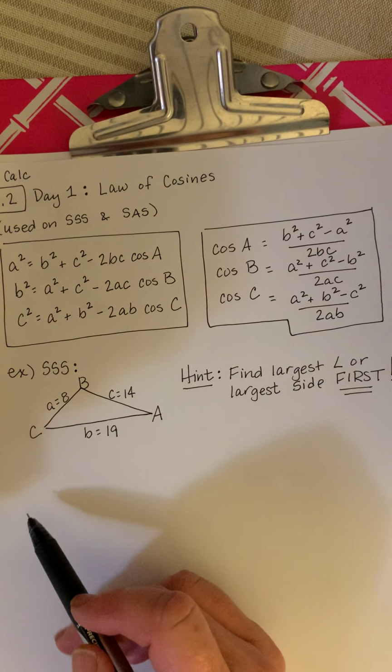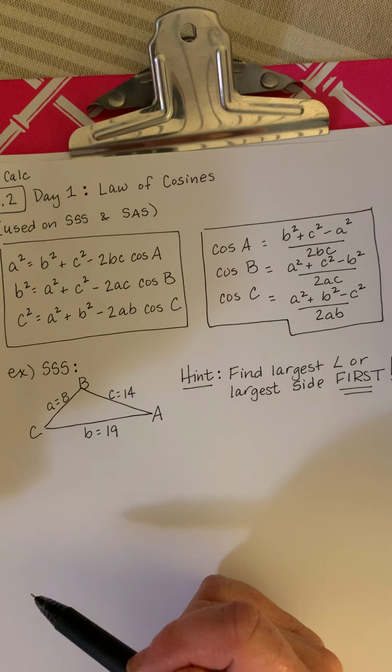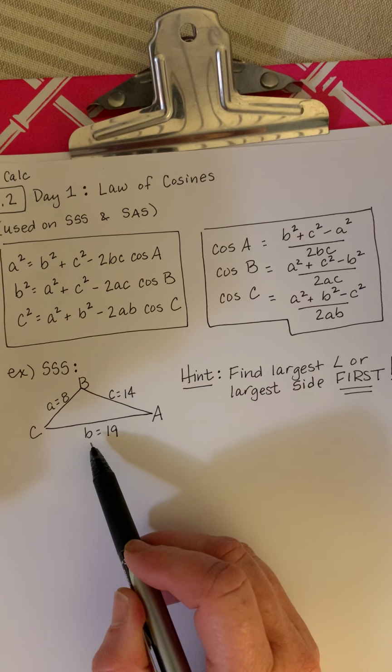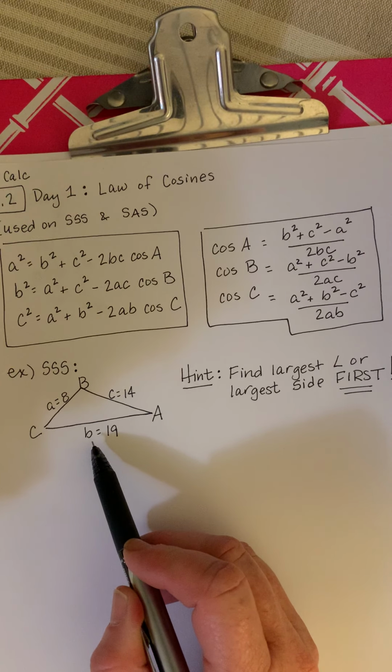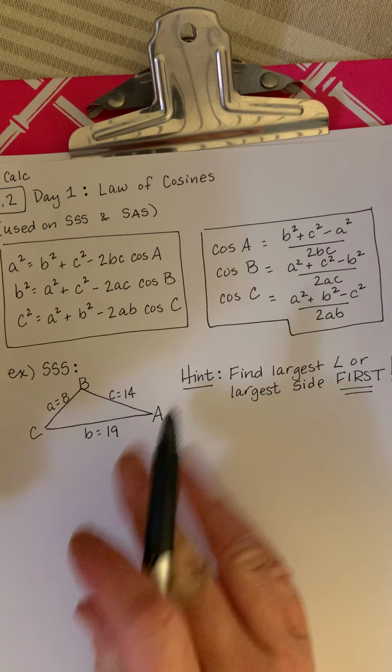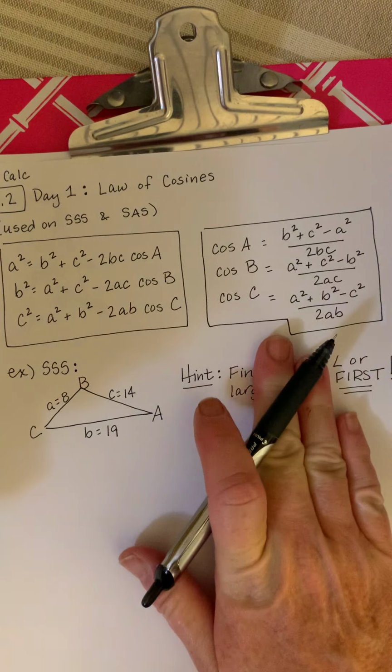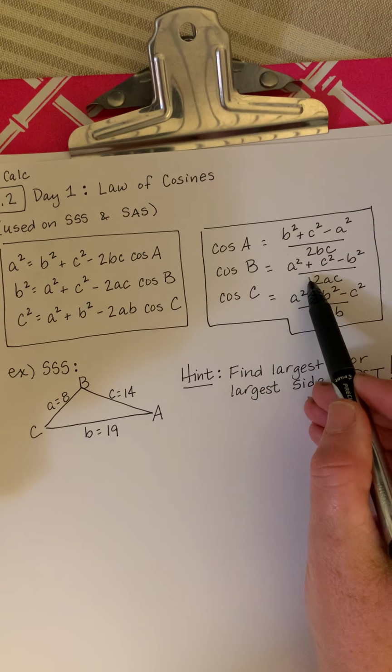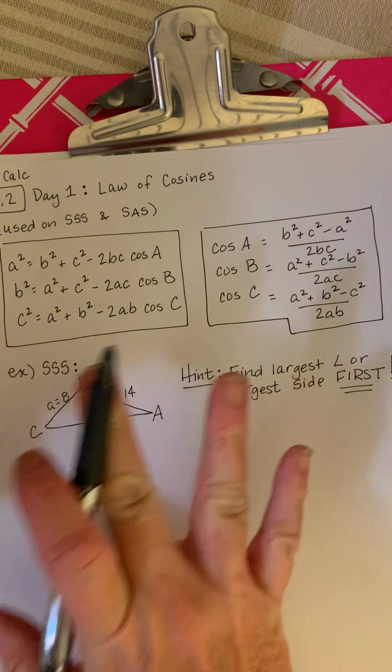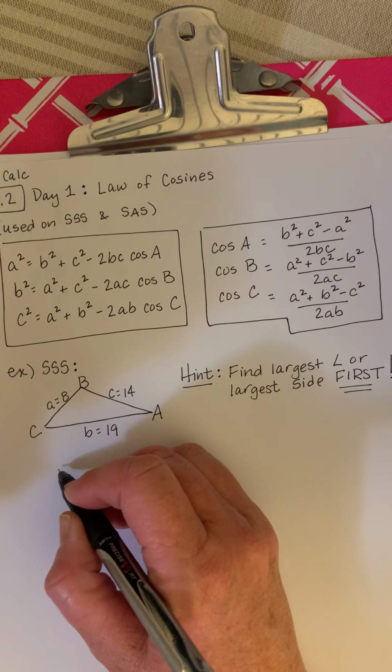We know all of our sides here, so we need to find angles. The biggest side is side B, so we want to find angle B first. We're finding an angle, so we use these. We want angle B, so we pick this one. And you won't have to memorize these. You can look these up anytime you need them.